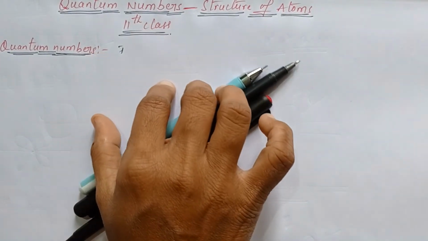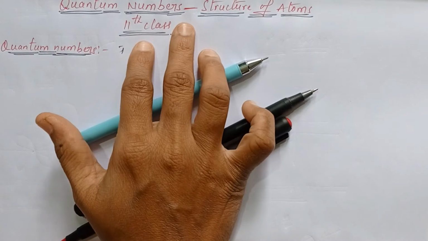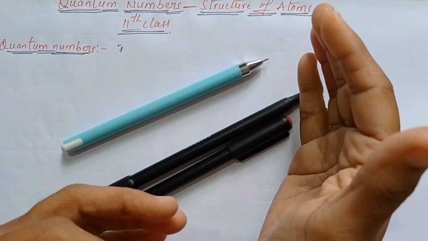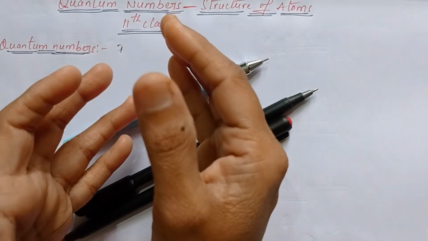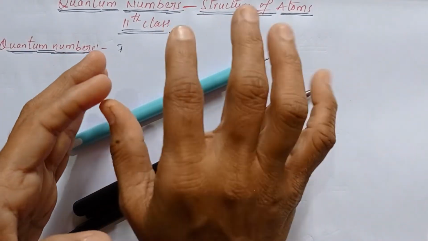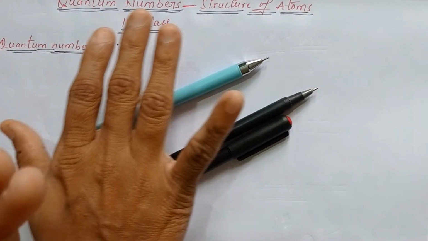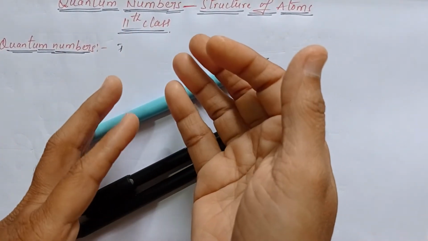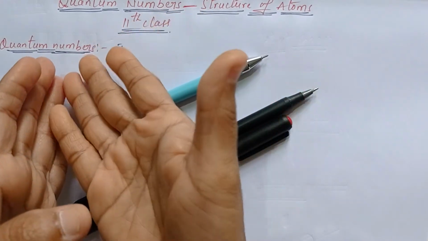In today's section, I'm going to discuss the quantum numbers topic, students. This topic is from structure of atoms, or atomic structure. This is the 11th class syllabus, or first PUC syllabus, second lesson. This topic is very important for competitive exams as well as board exam students. So that's why I'm going to discuss these quantum numbers.